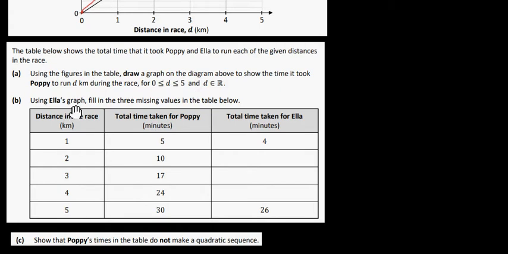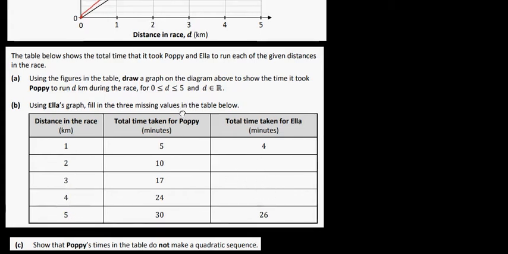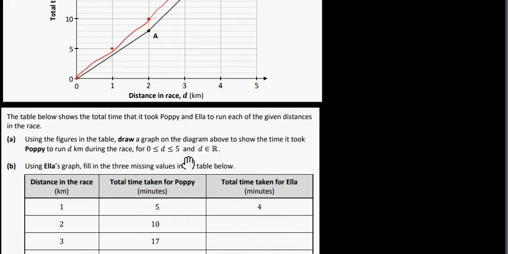Using Ella's graph, fill in the 3 missing values in the table below. So we have 3 missing values here. We've got to work out the time it took to do 2, 3 and 4 kilometers. So let's have a look. And this is for Ella's graph here.